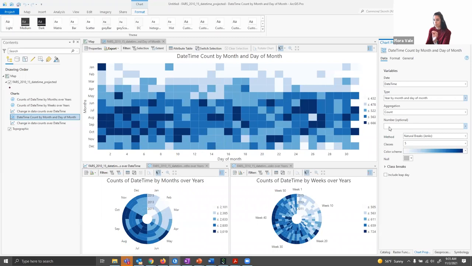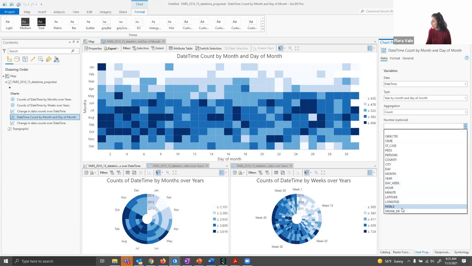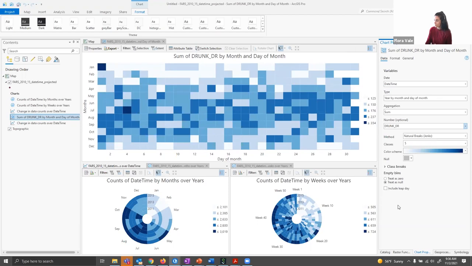So I'm going to look at the number of drunk drivers associated with car accidents. And now we can quickly see that January 1st and July 4th have the most car accidents associated with drunk drivers, which again, not surprising. It's an interesting finding to see how over 6 years we get those two holidays sticking out in the calendar.